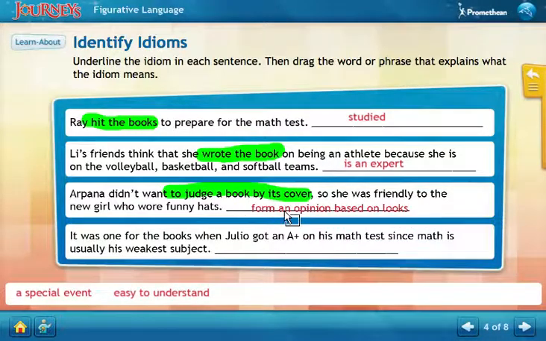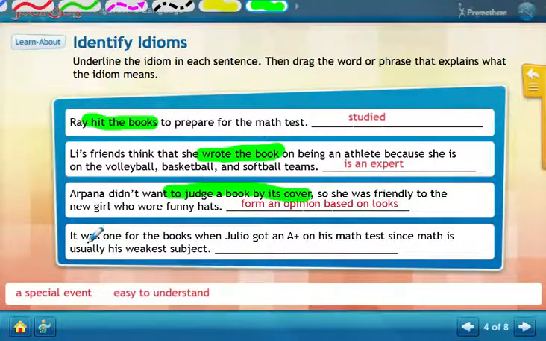Form an opinion based on looks. So she didn't want to say the new girl was odd or not friendly because she wore funny hats. She didn't want to judge her by the way she looked. She wanted to get to know her. So she was friendly to her. That's a great thing to do when new friends are around.